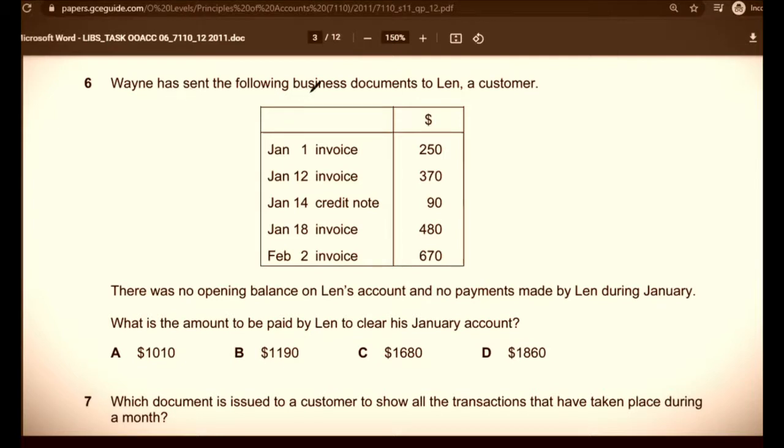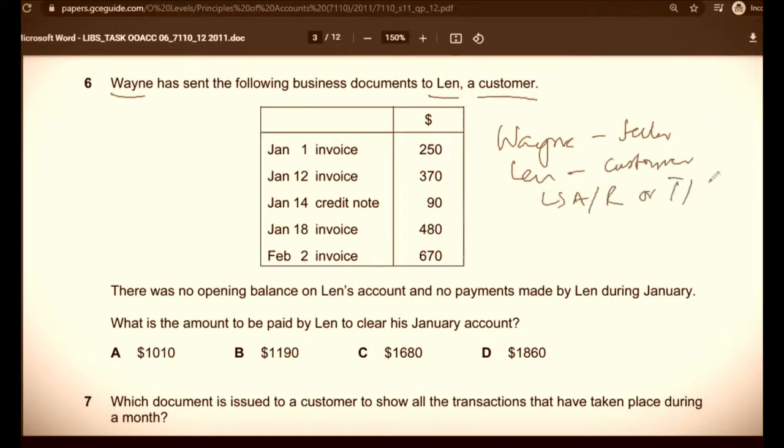Wine has sent the following business documents to Len, a customer. So Wine is the seller and Len is the customer, also commonly known as accounts receivable or trade receivables. There was no opening balance on Len's account and no payments were made by Len during January. So January is the keyword. We are talking about January here.